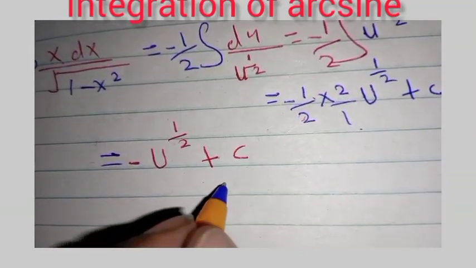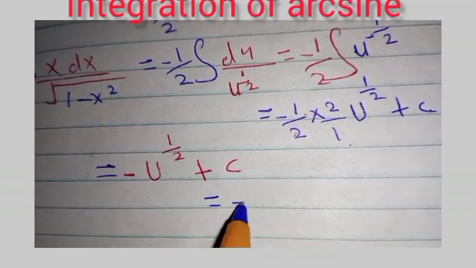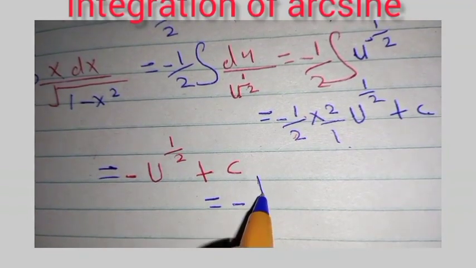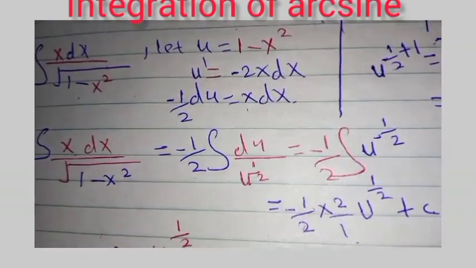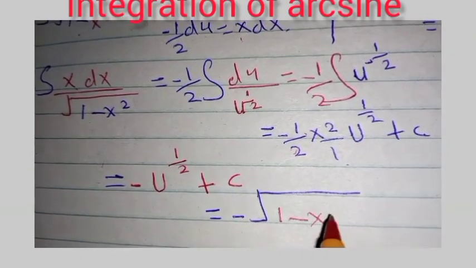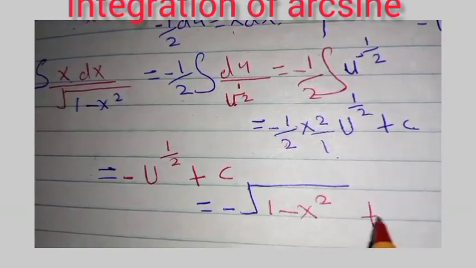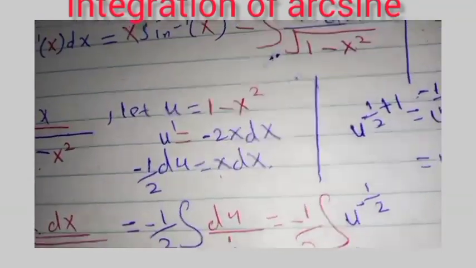Which is equal to negative square root of, then we substitute back, our u is 1 minus x squared, plus constant c.